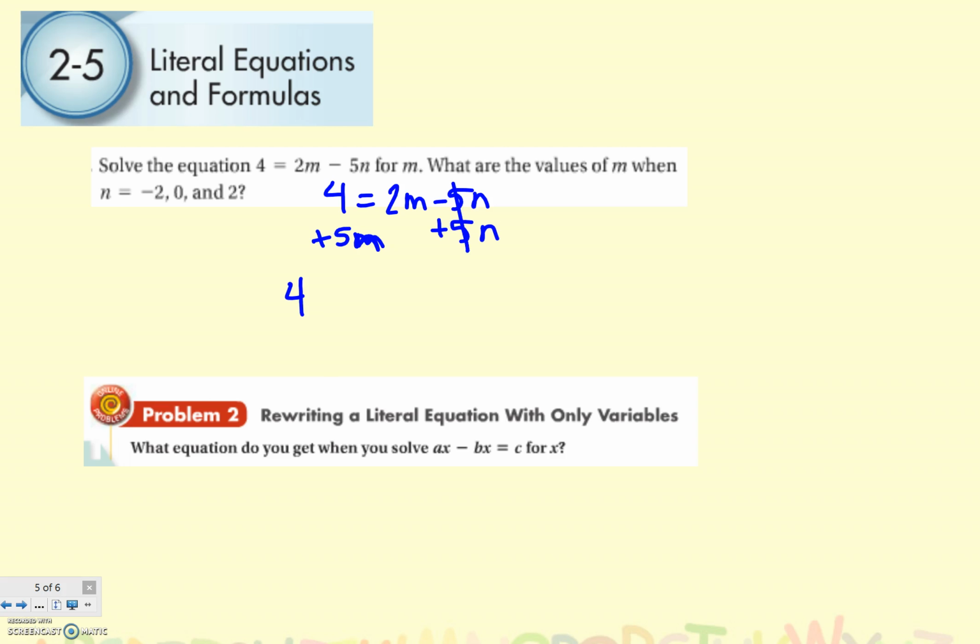So now I have 4 plus 5n. I couldn't actually add those together because they're not like terms. Equals 2m. To get m by itself, I still have to divide by 2. So I'm going to divide every single number by 2. So that leaves me with 2 plus 5 over 2n equals m. Now I can continue with the problem. What are the values of m when n equals negative 2, 0, and 2? And I just plug it in for n.